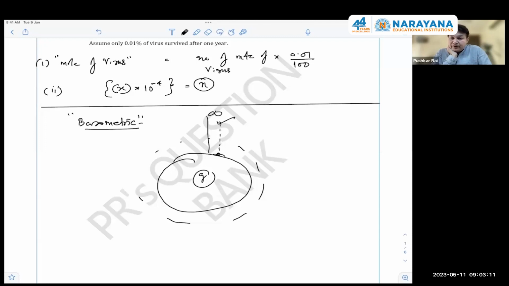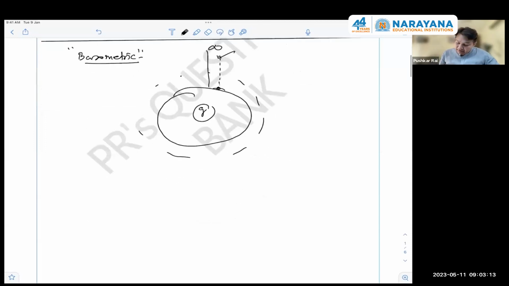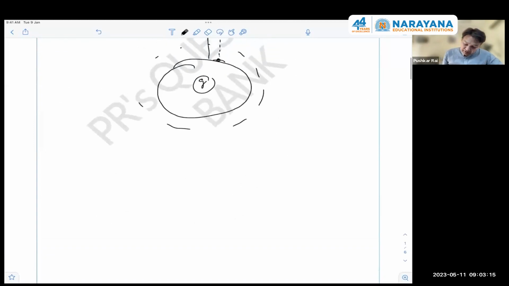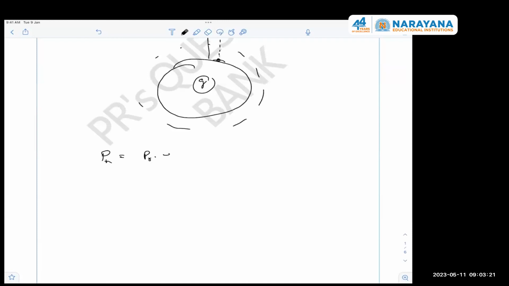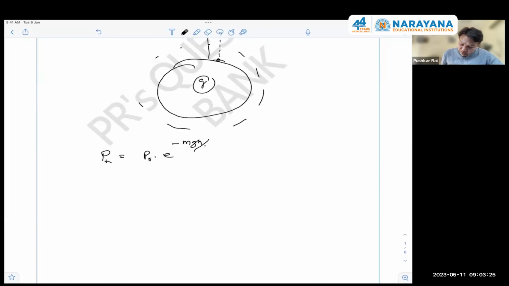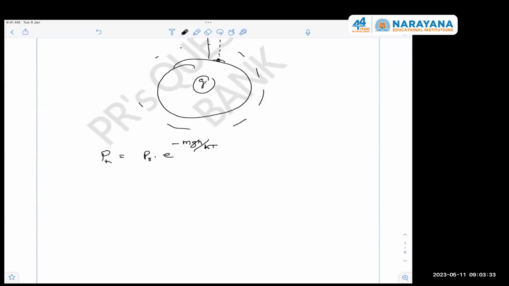So what is the barometric formula? Barometric formula is a fantastic equation. It says that P at any height h is equal to P at ground, P naught, into e to the power minus mgh upon RT. Anyone, you want to say something? You know this formula? Yes. Everyone knows this? We have also done it in physics.